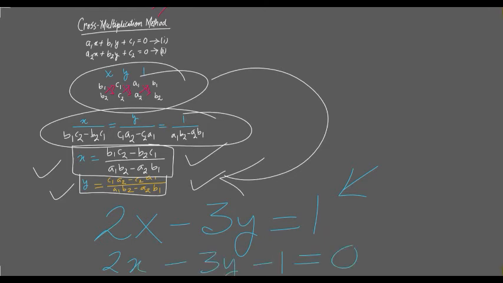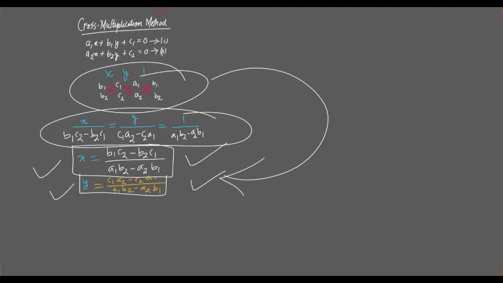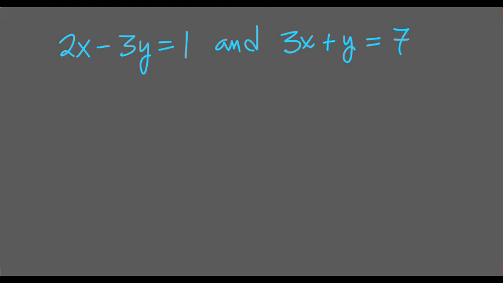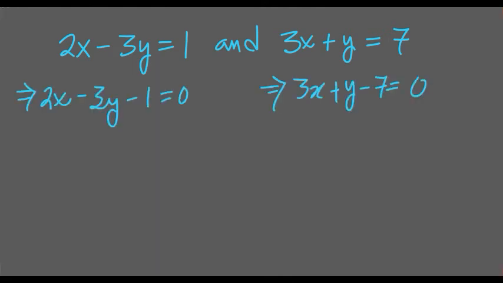So what is the value of a1? It is 2. What is the value of b1? It is minus 3. What is the value of c1? It is minus 1. And we shall use the cross multiplication method to solve this equation and the other one, which is 3x plus y equal to 7. We had the equations 2x minus 3y equal to 1 and 3x plus y equal to 7, and then we will bring all the terms on one side, and thus we shall have 2x minus 3y minus 1 equal to 0 and 3x plus y minus 7 equal to 0.